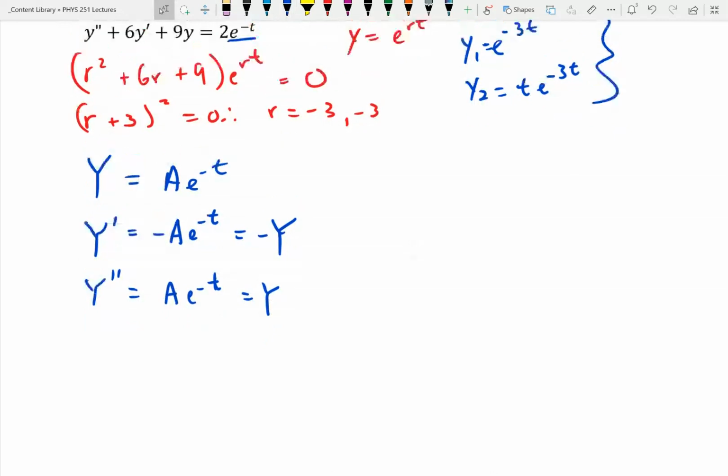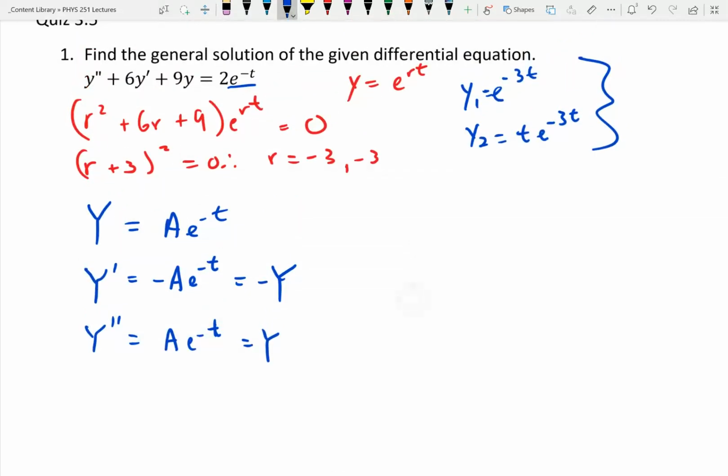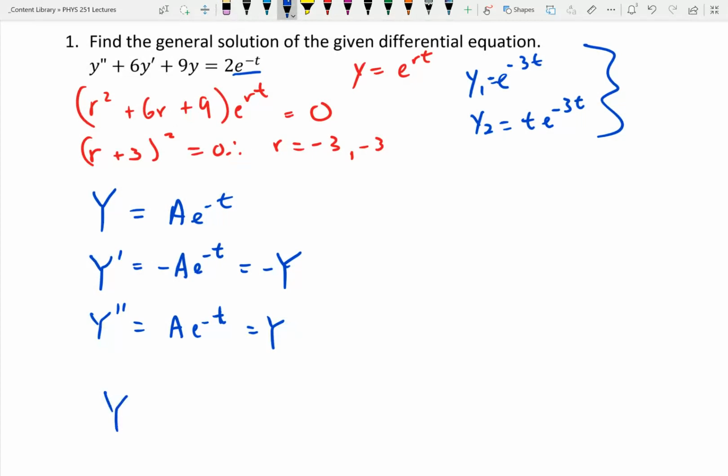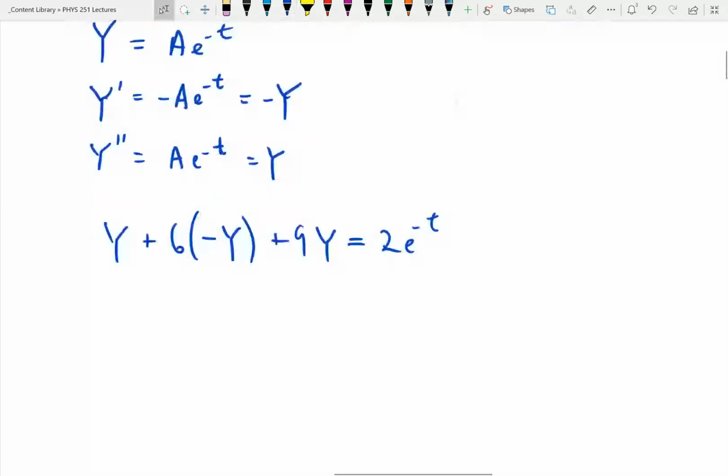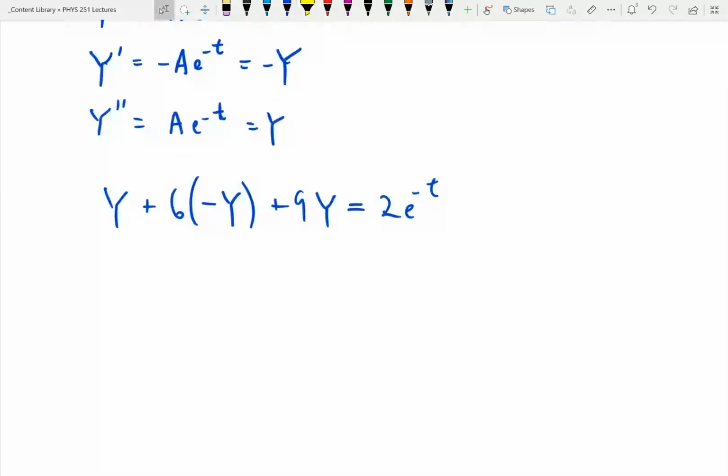So now I just plug this into my original equation. So I would have Y plus 6 times minus Y, right? Because y prime was minus Y, plus 9Y equals 2e to the minus t. I did it this way just because it's easier for me to do the math. 1 plus 9 is 10, minus 6 is 4. So I have 4Y is equal to 2e to the minus t.